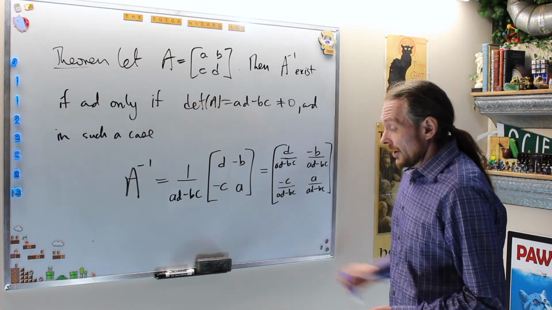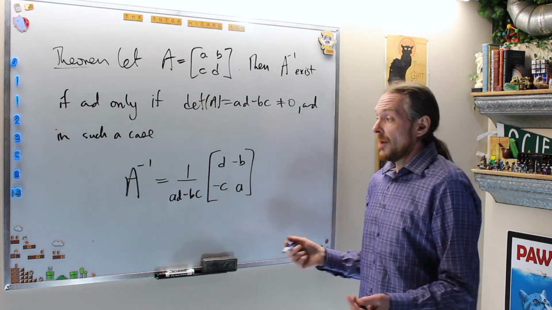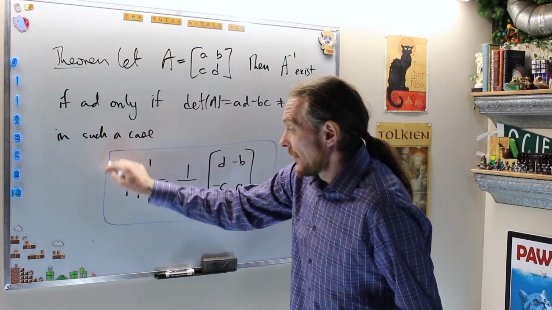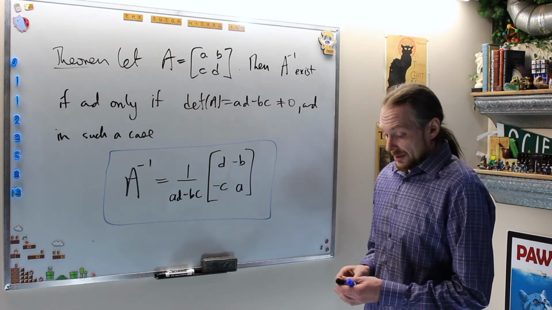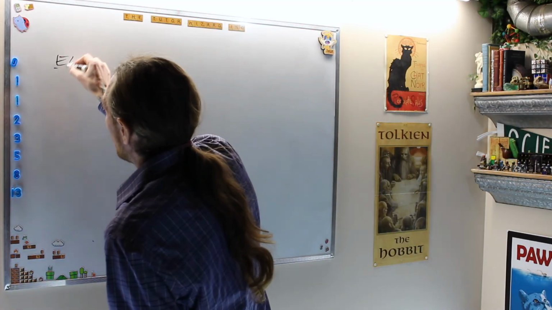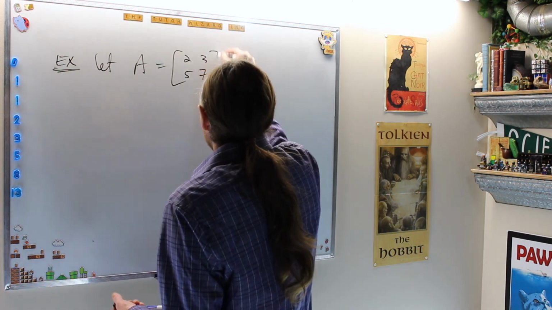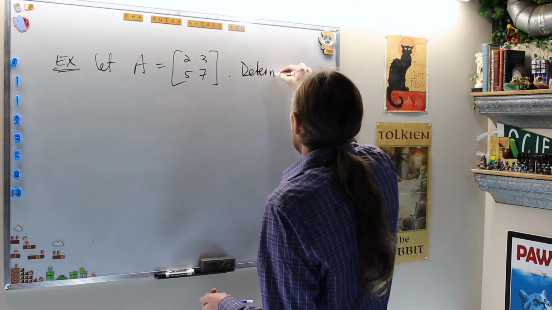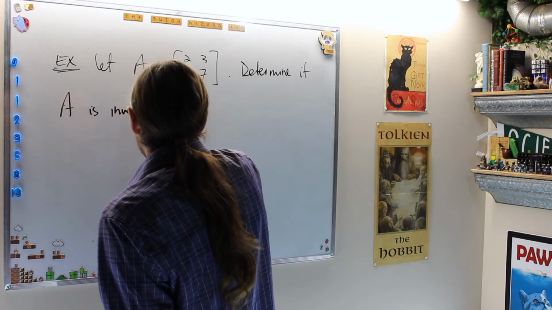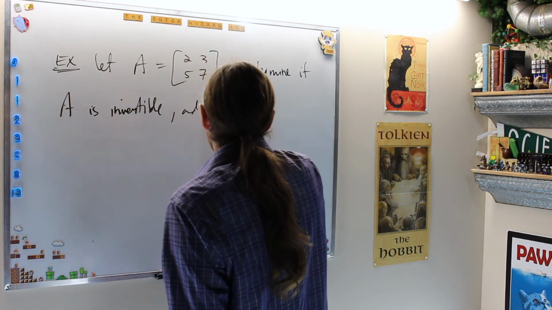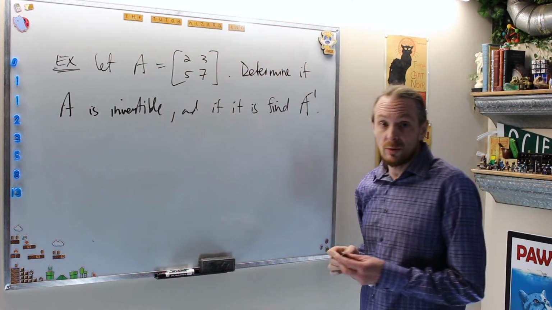For 2 by 2 matrices, you now have a clever formula which you can memorize or practice a whole bunch and compute the inverse of a 2 by 2 matrix. Let's do one example of that and then we'll finish this lecture off. Example. Let A equal [2, 3; 5, 7]. Determine if A is invertible, and if it is, find its inverse A inverse.